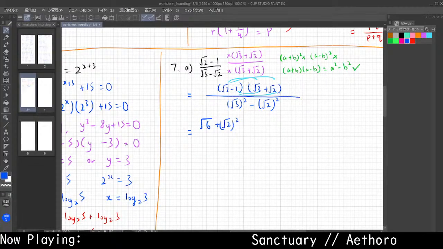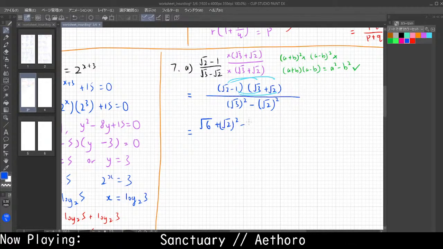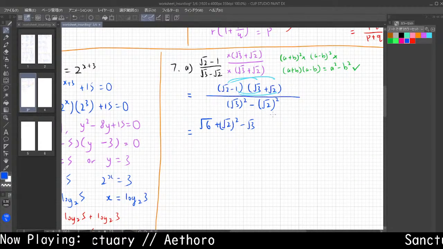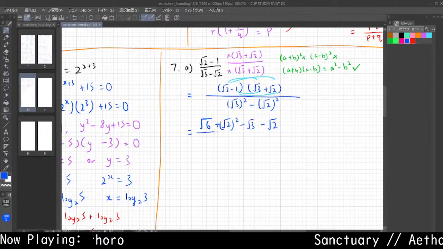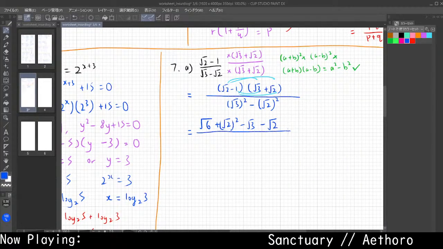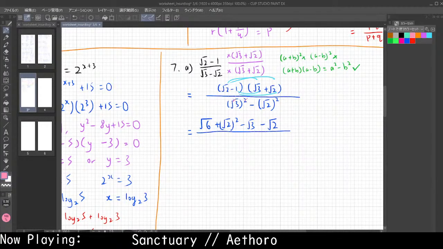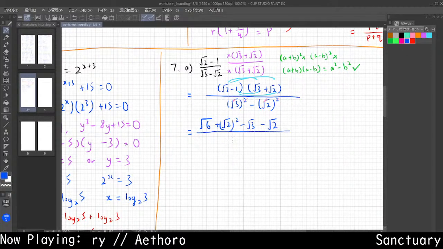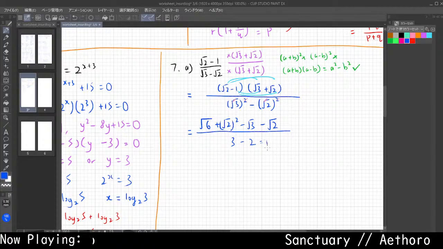Next, negative 1 times the bracket. Negative 1 times square root of 3, you get minus square root of 3. Negative 1 times square root of 2, you get minus square root 2. This will be divided by your bottom, which is 3. So, square and square root cancel out, you get one single 3. Square root and square cancel out, you get one single 2. So, your bottom is 3 minus 2. 3 minus 2 is equal to 1.